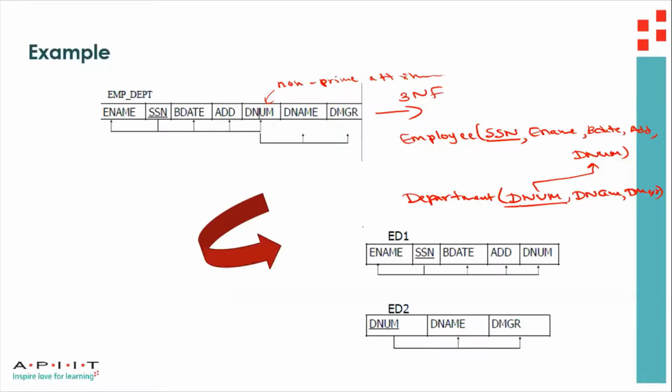See, department number is the primary key of the department relation, and it has gone to the employee relation, and it has become what? The foreign key. That's the idea. So, any questions? Is it clear?